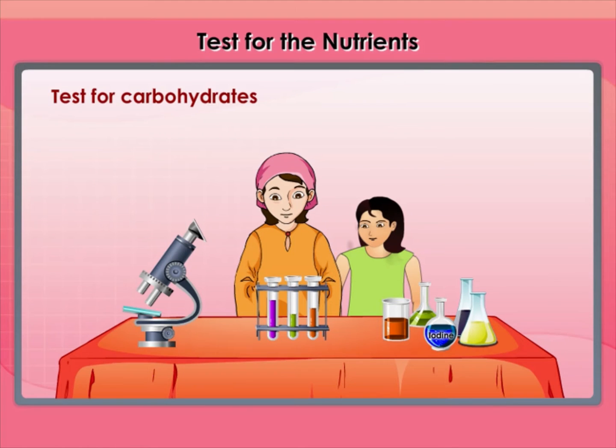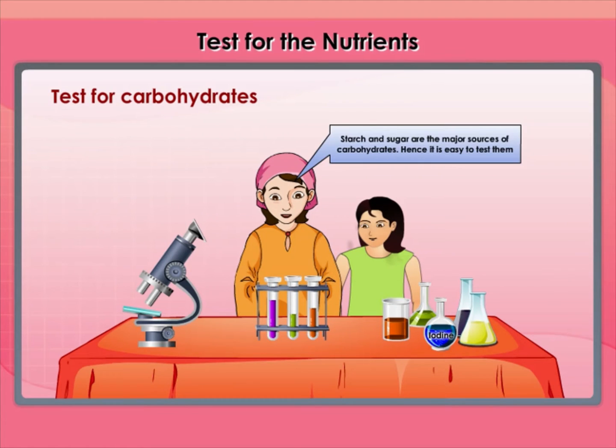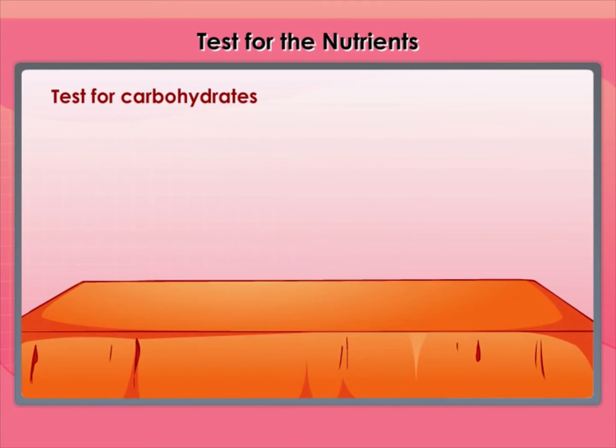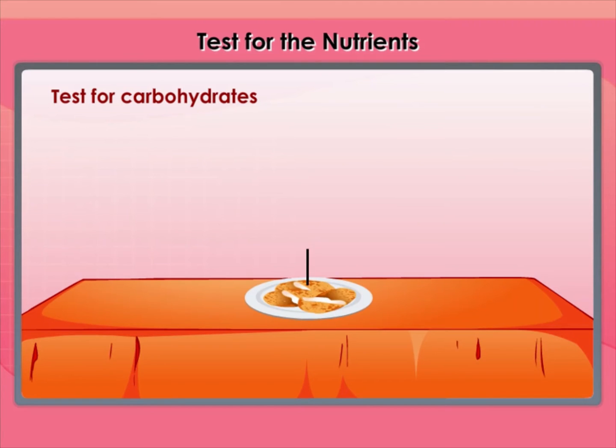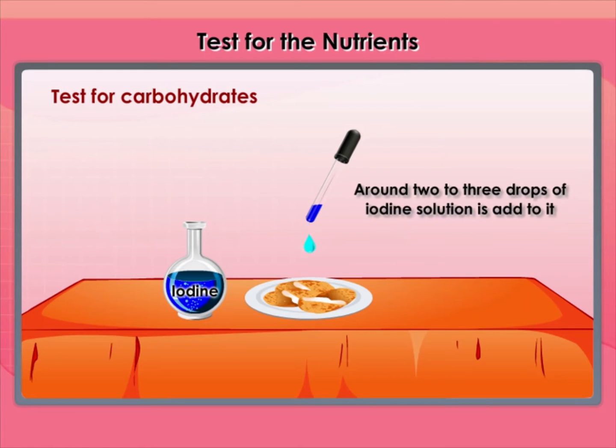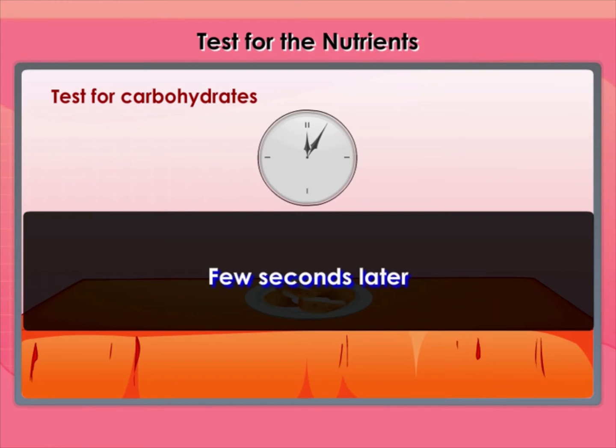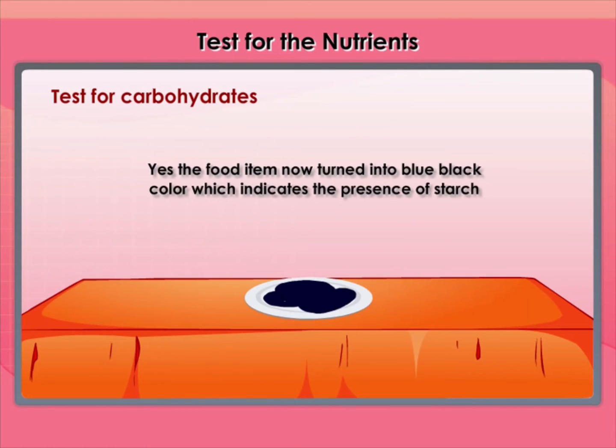Test for carbohydrates. Starch and sugar are the major sources of carbohydrates, hence it is easy to test them. Now let us undergo the test for starch. Boiled and mashed potatoes are taken for the test. Around 2 to 3 drops of iodine solution are added to it. Now let us check whether there is any color change in the food item. Yes, the food item has now turned blue-black, which indicates the presence of starch.